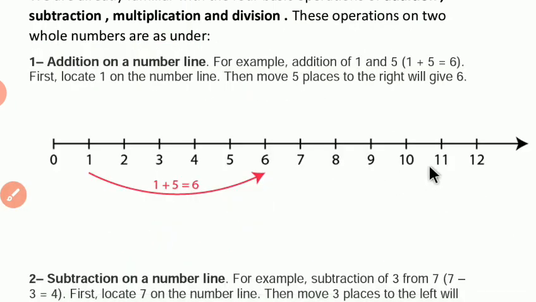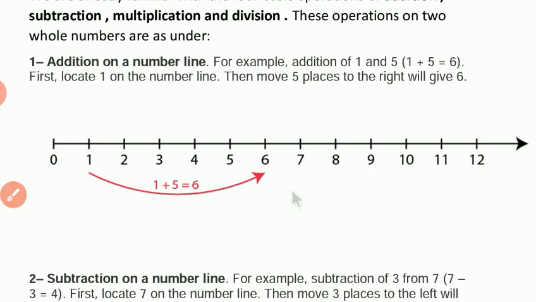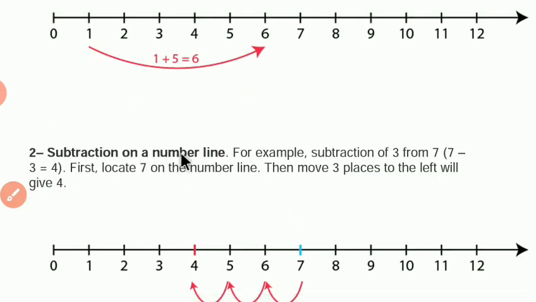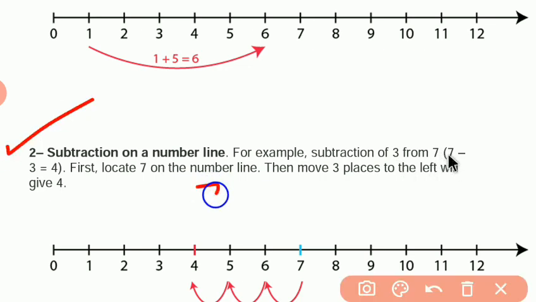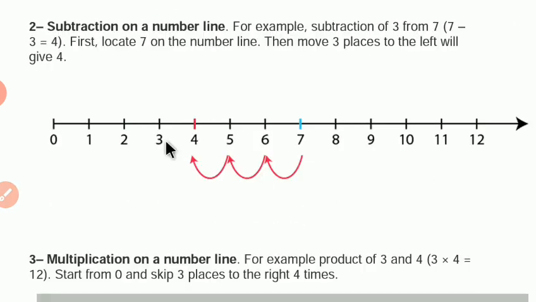So if you want to add, which side do you have to move? Right side. And if you want to subtract, then we move to the left side. So let us see how to use subtraction on a number line. For example, subtraction of 3 from 7. It means we have to subtract 3 from 7. So we have to find 7 minus 3, and we know that 7 minus 3 is 4. So first locate 7 on the number line, then move 3 places to the left, which will give 4.